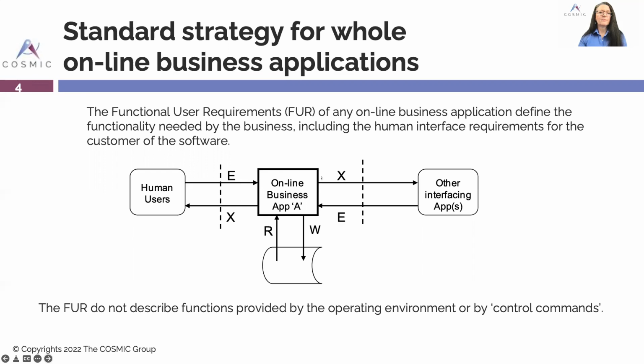So in this case, the online business app that we want to measure has human users as users, entry data movement and exit data movement, where the human user interacts with the application. There could be interaction also with other applications. Well, if I send a request to this other app, it's an exit, or if I receive the data or a request from these other apps, that will be an entry. And of course, with persistent storage, there are read and write.